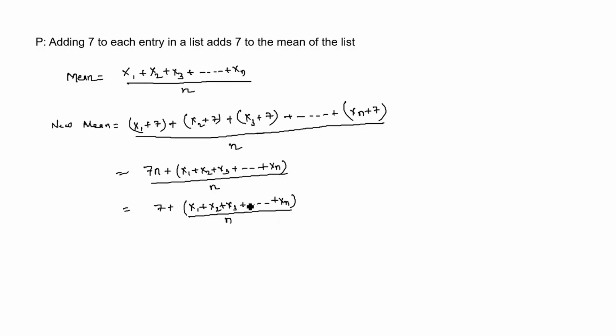This is nothing but the initial mean. So we can write it as 7 plus mean. From here we got that if we add 7 to each entry in a list, the mean will be increased by 7 only. So this statement is correct.